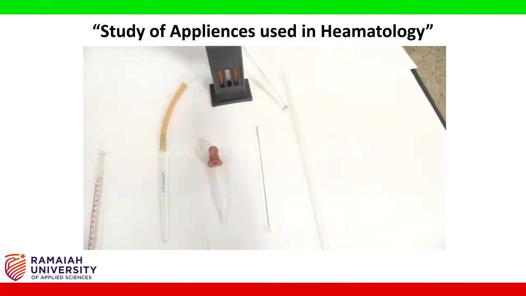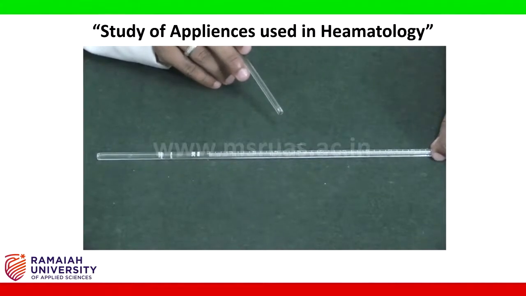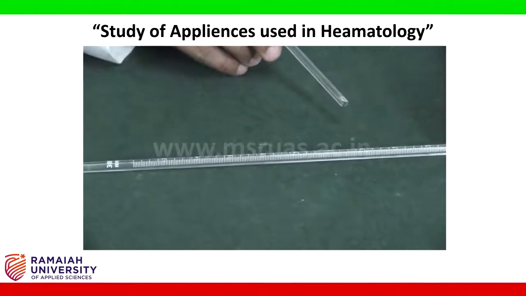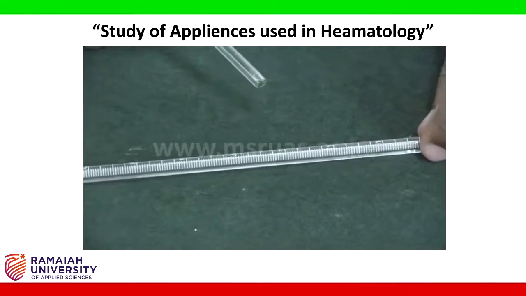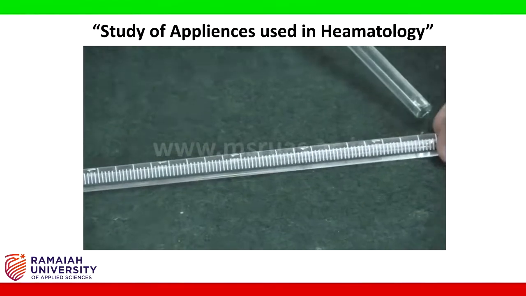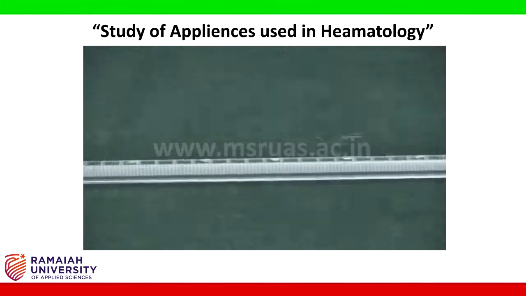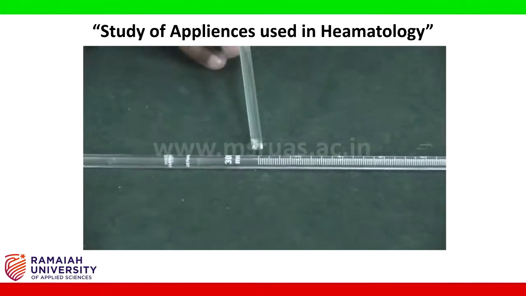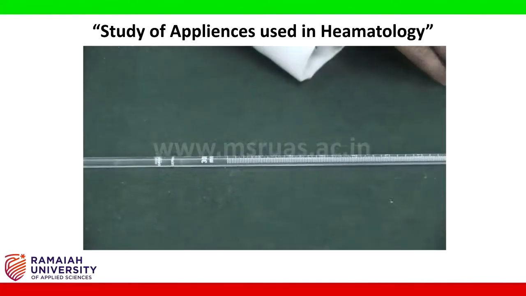Winthrop tube. This is the Winthrop tube which is utilized in the estimation of erythrocyte sedimentation rate and hematocrit. It is a glass tube of 300 mm in length and consists of graduation from 0 to 200 mm.